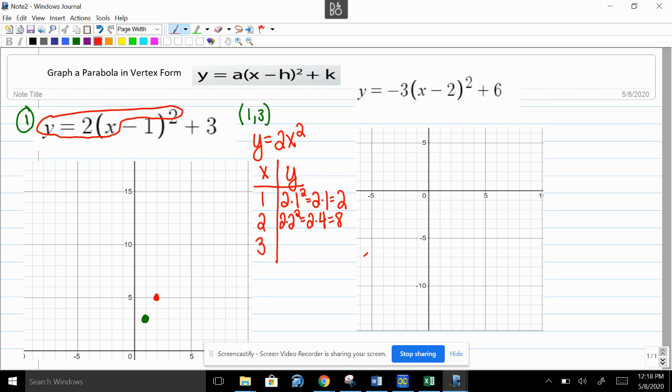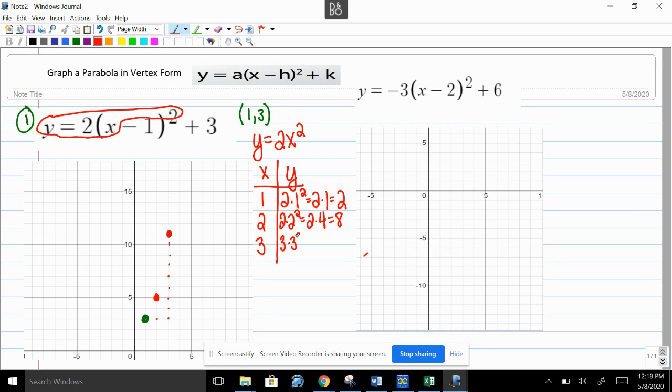So from the vertex, I'm going to go to the right 2 and up 8. 1, 2, 3, 4, 5, 6, 7, 8. Okay, I went 2 to the right and 8 up. Then for 3, I don't know if I'm going to be able to fit 3. I doubt it, but I might as well do it just to see.